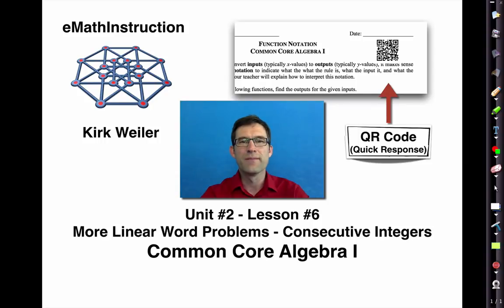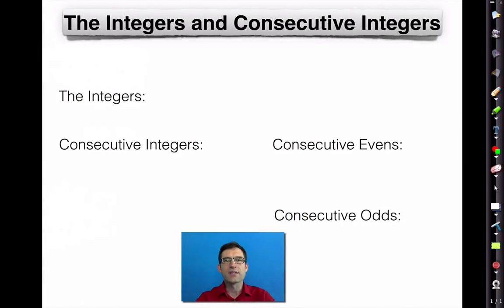Alright, let's begin. In the last lesson, we looked at a number of different types of word problems. Many of these had to do with real-world scenarios, and we had to translate English into mathematical phrases or expressions and equations, and then we went on and solved them. Today, though, we're going to concentrate on problems known as consecutive integer problems.